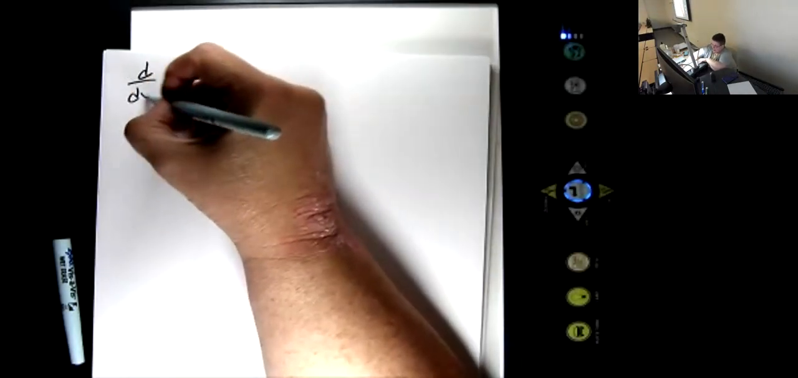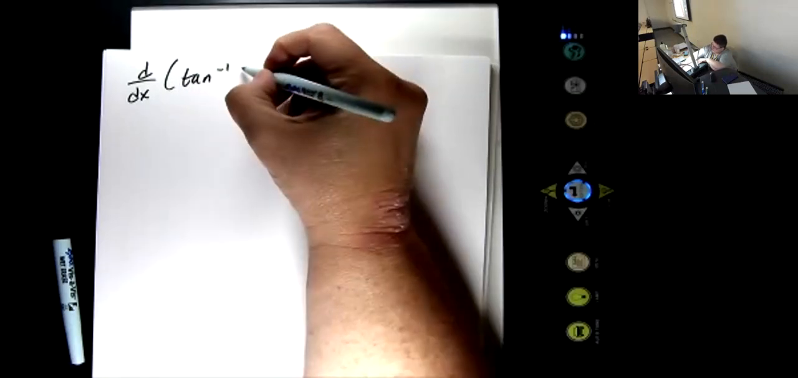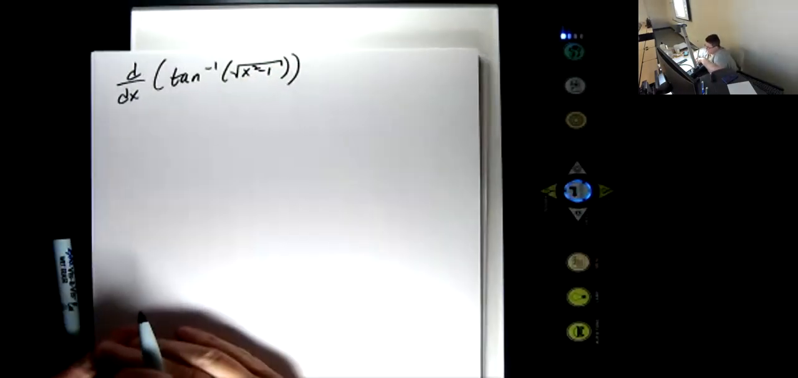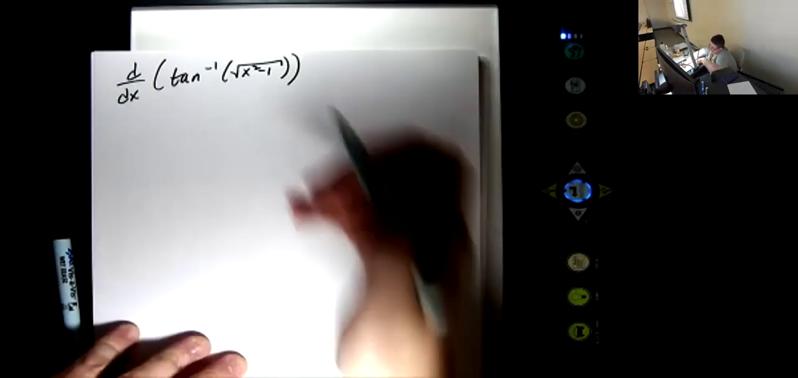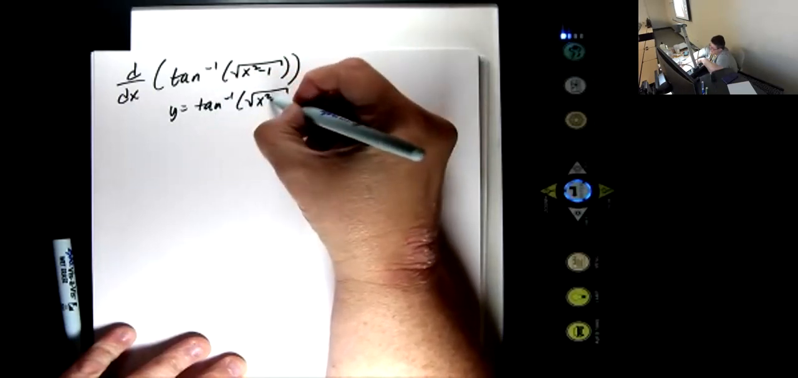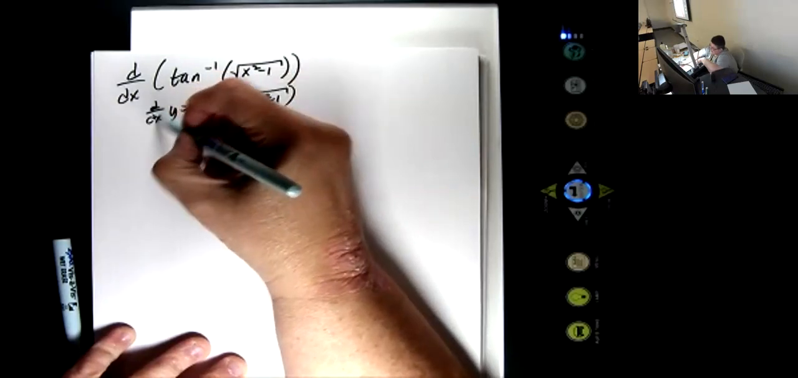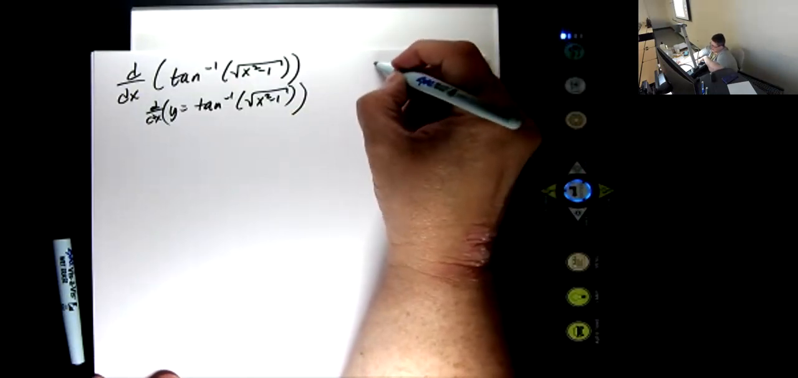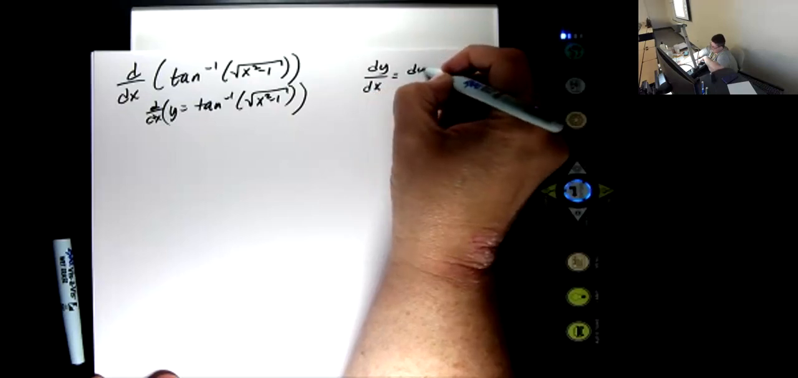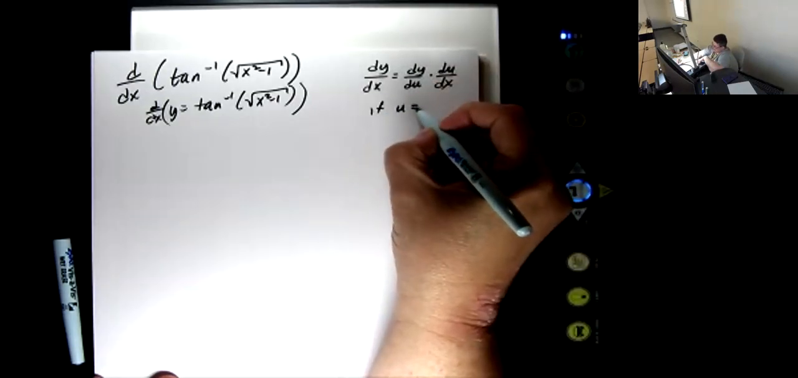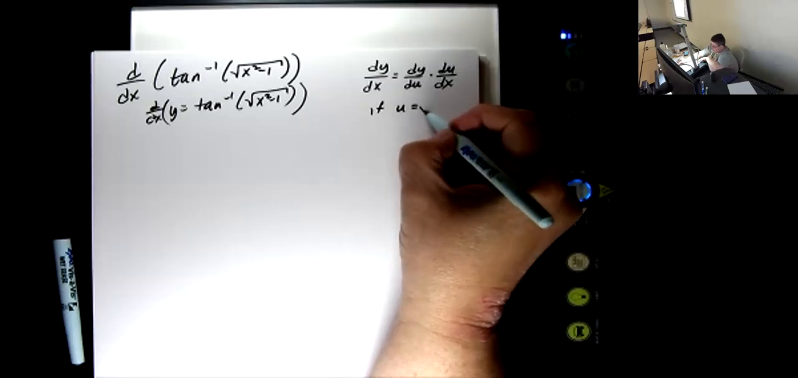So we've got d/dx of tangent inverse of the square root of x squared minus 1. I'm going to say that's y. Y equals tangent inverse of the square root of x squared minus 1, and we're doing d/dx of this. This makes it a little easier for me to see. I can do dy dx equals dy du times du dx if I treat u as the inside: the square root of x squared minus 1.